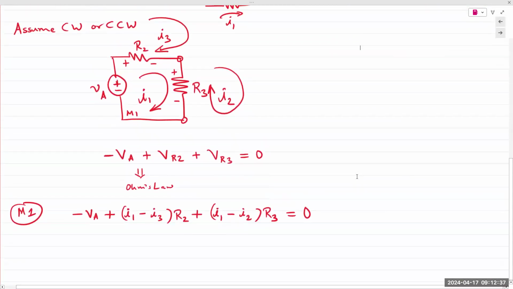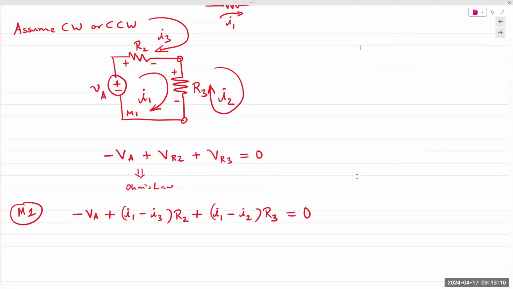Okay, so in mesh 1, we have three voltages, VA, VR2, and VR3. You apply KVL with the method that you're comfortable with. Typically, what you would write is VA minus VR2 minus VR3. It doesn't make a difference. Your equation is exactly the same. Okay, I have minus VA plus VR2 plus VR3. Then you apply Ohm's law to that KVL expression, and you express each voltage in terms of the mesh current. So VR2 is I1 times R2.